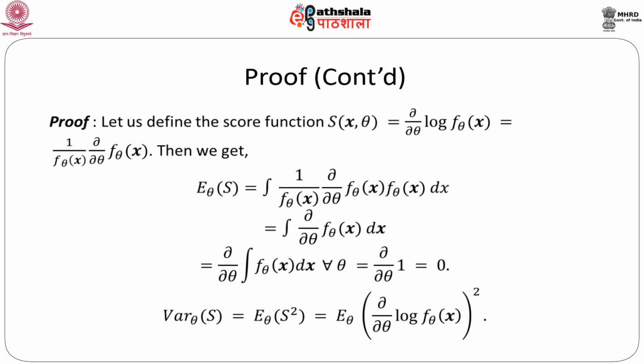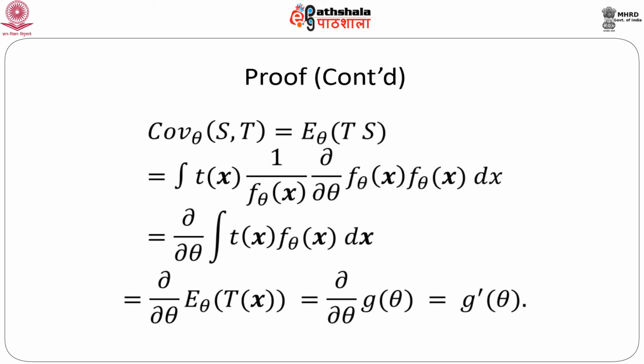Interchanging the differentiation sign and the integration sign, we get del by del theta of the integral of f_theta(x) dx, which is equal to 0. Now the variance of S is equal to the expectation of S squared, which equals the expectation of (del by del theta log f_theta(x)) whole squared, which is I(theta). Now the covariance between S and T is equal to the expectation of T into S, which equals the integral of t(x) into 1 by f_theta(x) into del by del theta f_theta(x) into f_theta(x) dx, which equals del by del theta of the integral of t(x) f_theta(x) dx by interchanging the differentiation sign and the integration sign, which equals del by del theta of the expectation of t(x), which in turn equals del by del theta of g(theta), that is g prime theta.